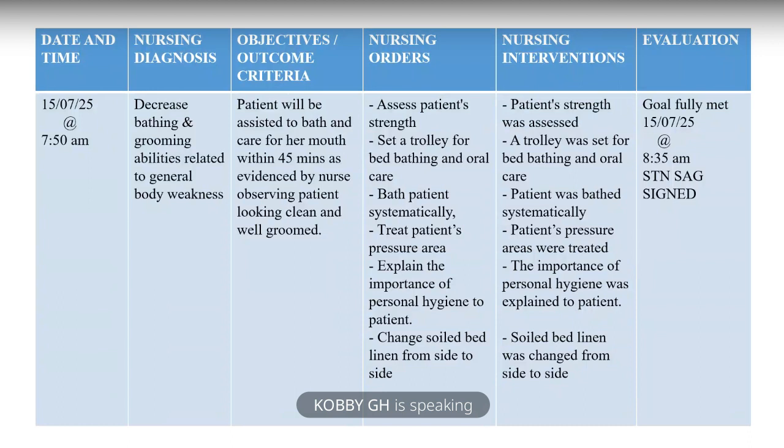That's why, if you check the current NANDA 2024-2025, we have decreased bathing abilities, different, and we have decreased grooming abilities, different. But there is no way you can go to a patient who cannot bath without assistance, and you only do the bathing and not groom. That's why you have to combine it. Decreased bathing and grooming abilities related to general body weakness.